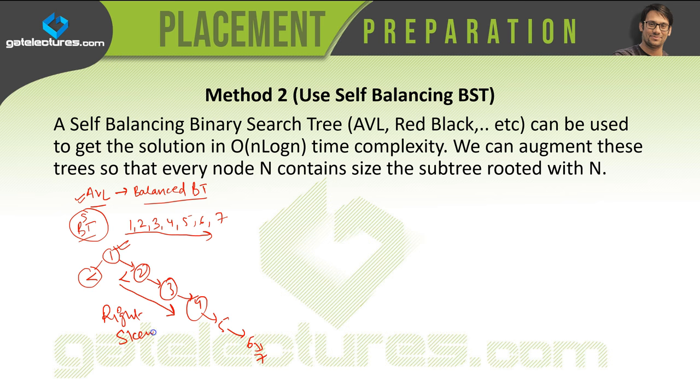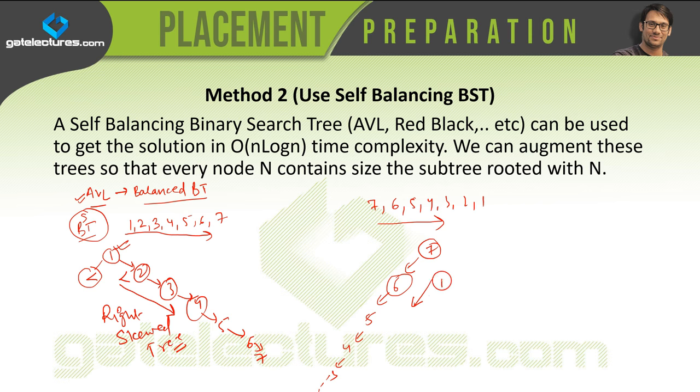In the same way, we have something called a left skewed tree also. For example, if the data is given as 7, 6, 5, 4, 3, 2, 1, and we insert this data in this order into the binary search tree, the tree will look something like this: 7, then 6, then 5, then 4, then 3 and so on. So this tree will become left skewed. Now to remove this problem of the binary search tree, we introduced the AVL trees, which are balanced.